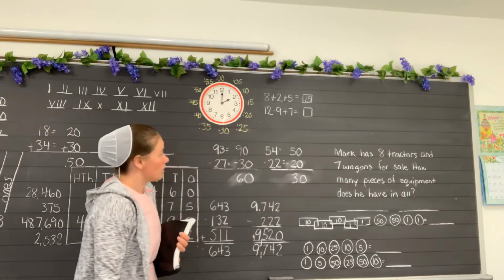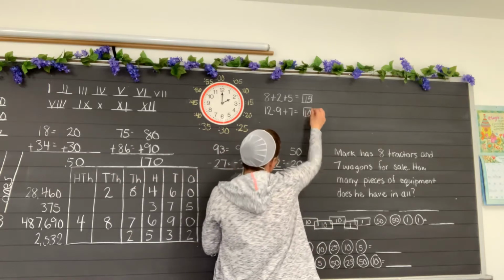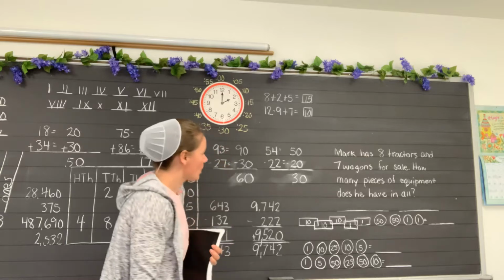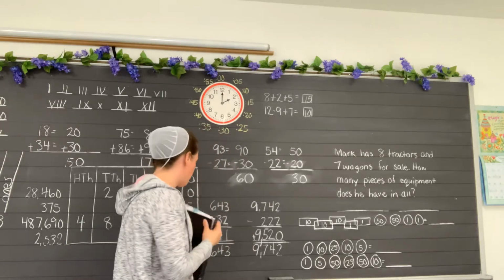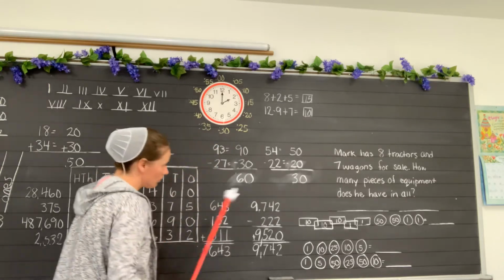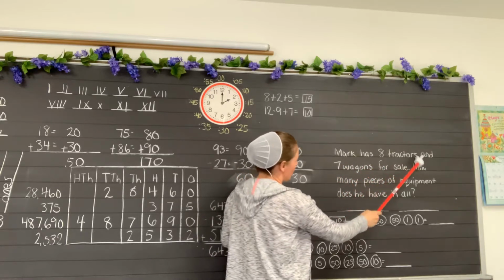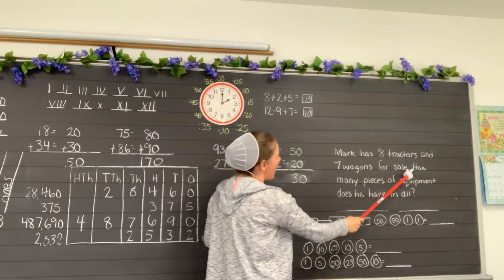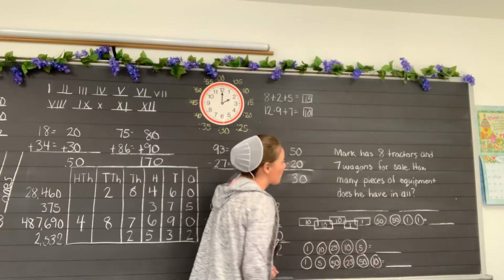12 minus 9 is 3, plus 7 is 10. 10 goes into the box there. All right, and then we have a story problem over here. So let's look at that together. It says, Mark has 8 tractors and 7 wagons for sale. How many pieces of equipment does he have in all?